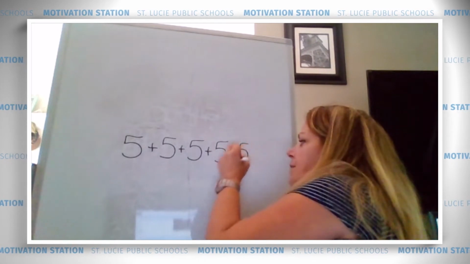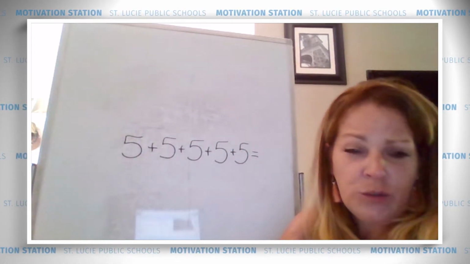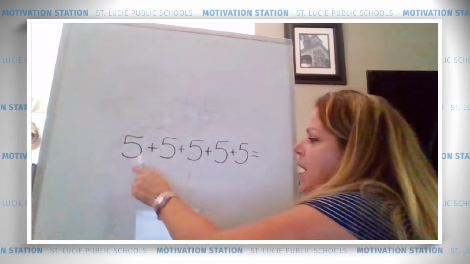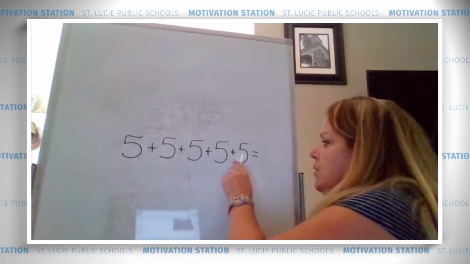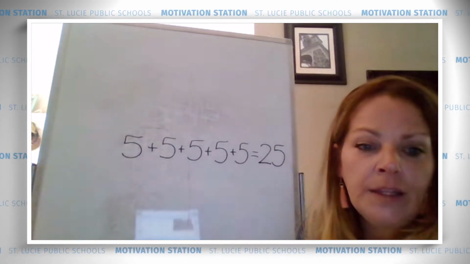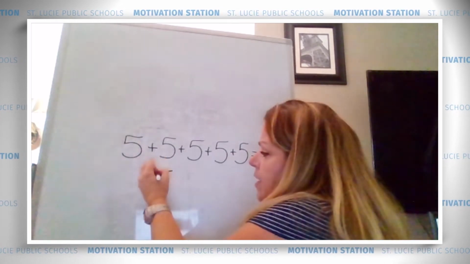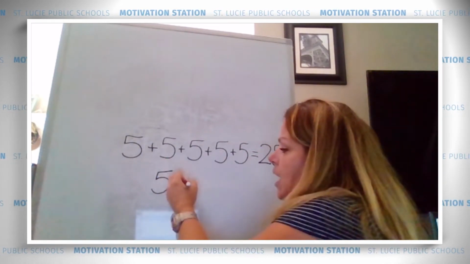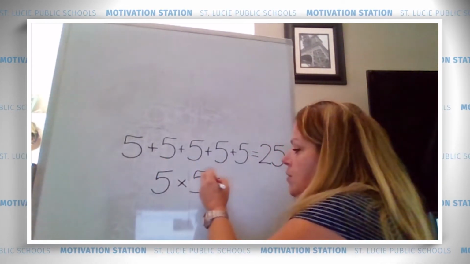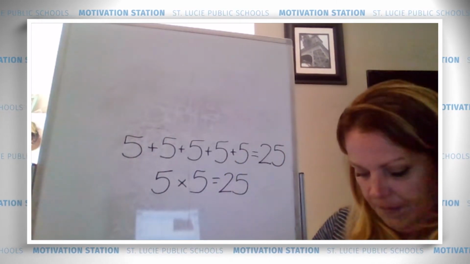And 5. And then again, it's very easy for us to skip count by 5s. You guys have been doing it since kindergarten. 5, 10, 15, 20, 25 olives. And then underneath that, we're going to write the multiplication equation. So 5 jars or 5 groups of 5 olives equals 25 olives.